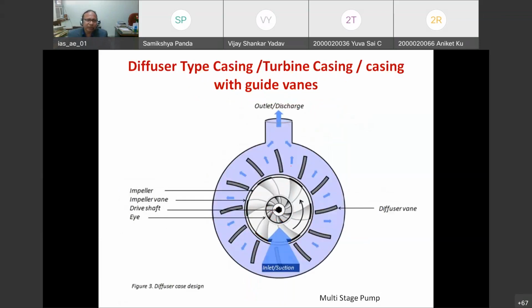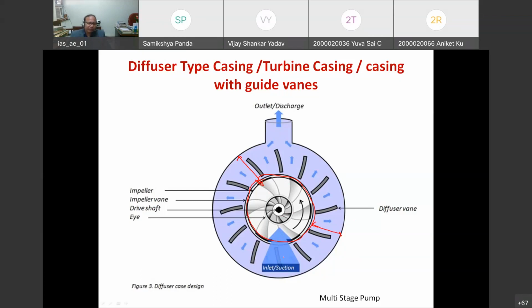But here you see in the diffuser type, this is the impeller, the white portion is the impeller. But the area surrounding the impeller at all the sides is generally the same. There is no change in the area. So what happens? What is the scenario? Again water will enter at the eye of the impeller and it will go to the outside.